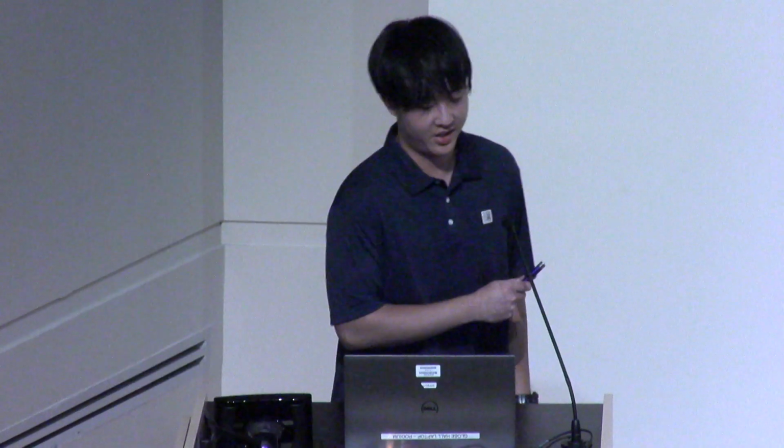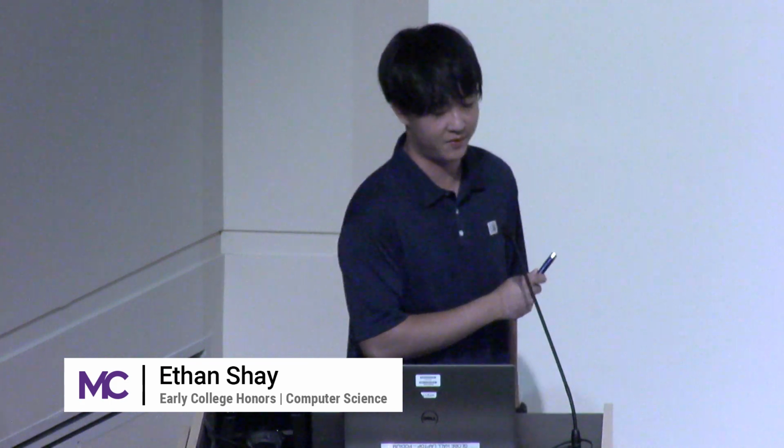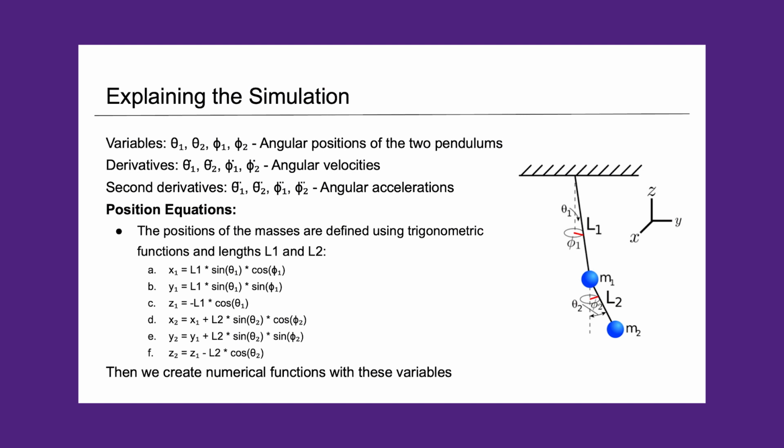So for this simulation, we had variables theta 1, theta 2, phi 1, and phi 2, and these represent the angular positions of these two pendulums. As you can see here, this is a nice diagram to explain where the variables are and how we got them. In a 3D pendulum, you have to account for phi 1 and phi 2 instead of just theta 1 and theta 2. The derivatives represent the angular velocities, and the second derivatives represent the angular accelerations.